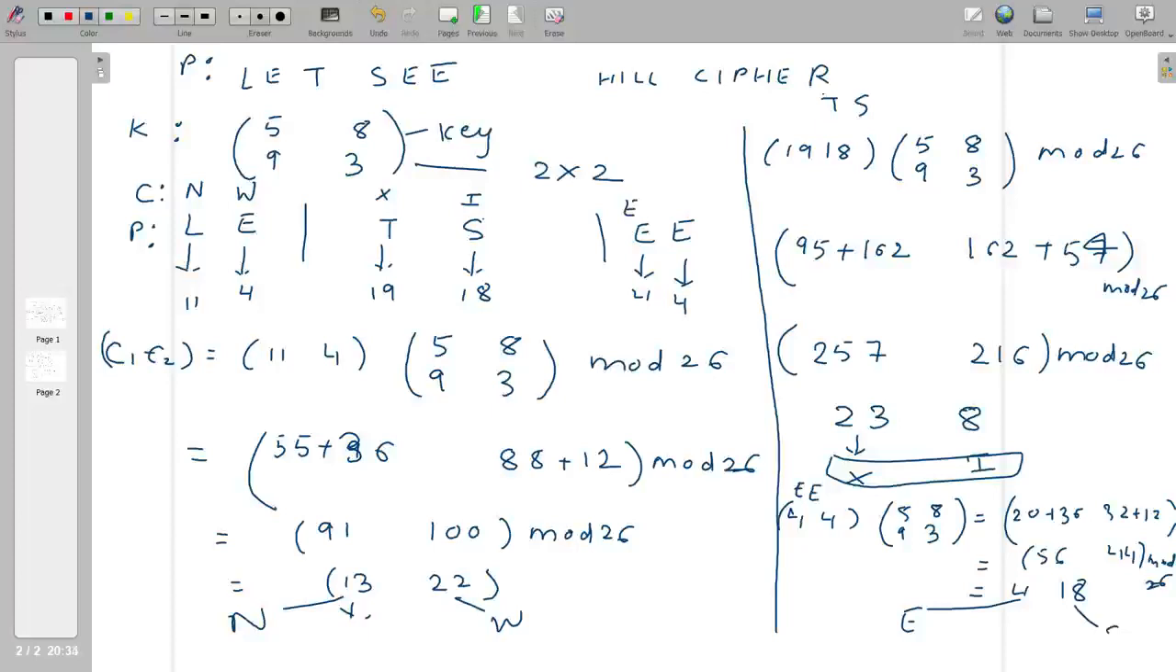So "let C" is encrypted as NWXIES. This is the ciphertext. So this is how we encrypt using the Hill cipher.